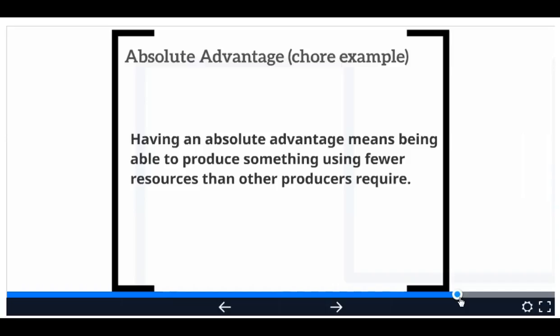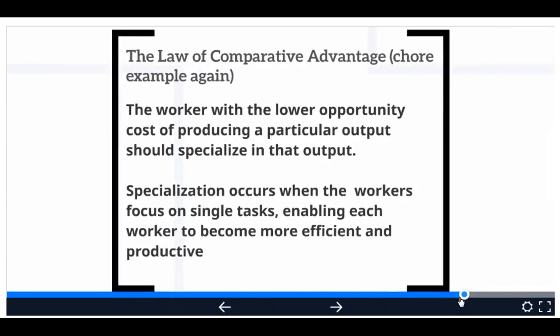When you and David each do your weekly chores, you take 2.5 hours, he takes 5. Because you can complete each task in less time, you see no advantage in cooperating with him to save time. However, is this the best you can do? You think it's the best you can do, but it's really not. Moving on. The law of comparative advantage. We're going to look at the chore example further. Comparative advantage means the worker with a lower opportunity cost of producing a particular output should specialize in that output. Remember, opportunity cost is the value of what you don't do, the value of what you give up.